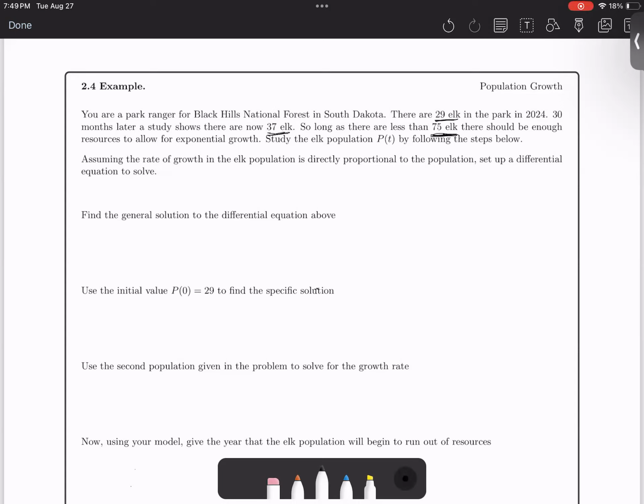So this first part here says that if we can assume that the rate of growth of the elk population, so if I represent the population with P, then the derivative of P with respect to time, t, is directly proportional to the elk population itself, meaning it's equal to a constant times that population.